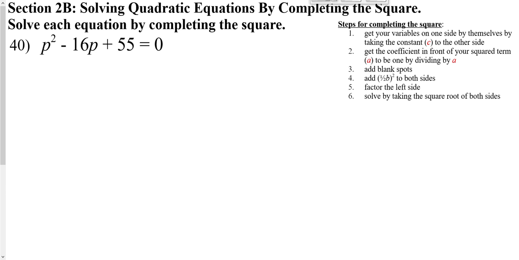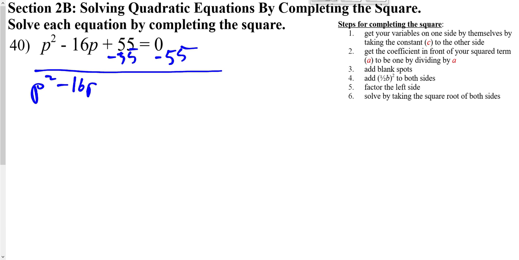Step one, we got to get the squared or the variables on one side by themselves. So that means we got to get rid of our 55. So I'll subtract 55 from both sides. P squared minus 16p is equal to minus 55. Now, you will notice that here we don't necessarily have to do the dividing step because what's in front of our squared term is already 1. So we can skip that step, and then we can just move on.